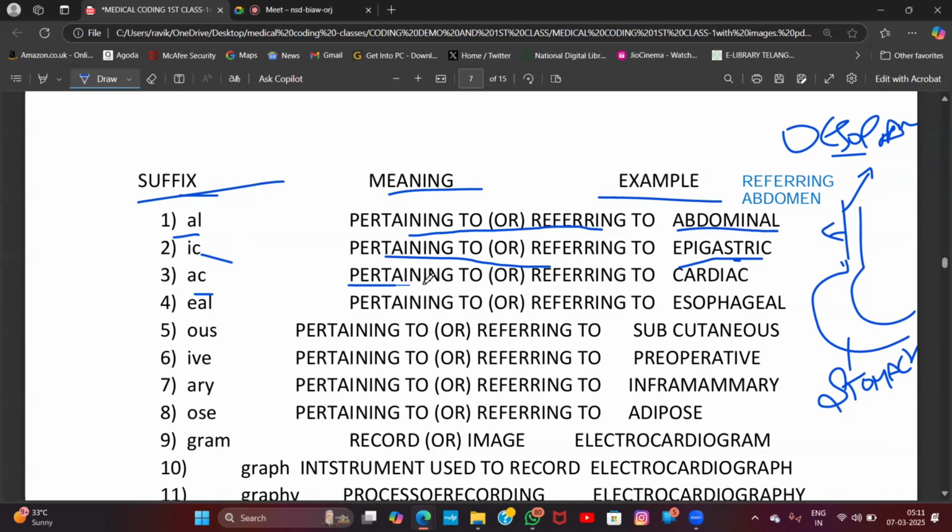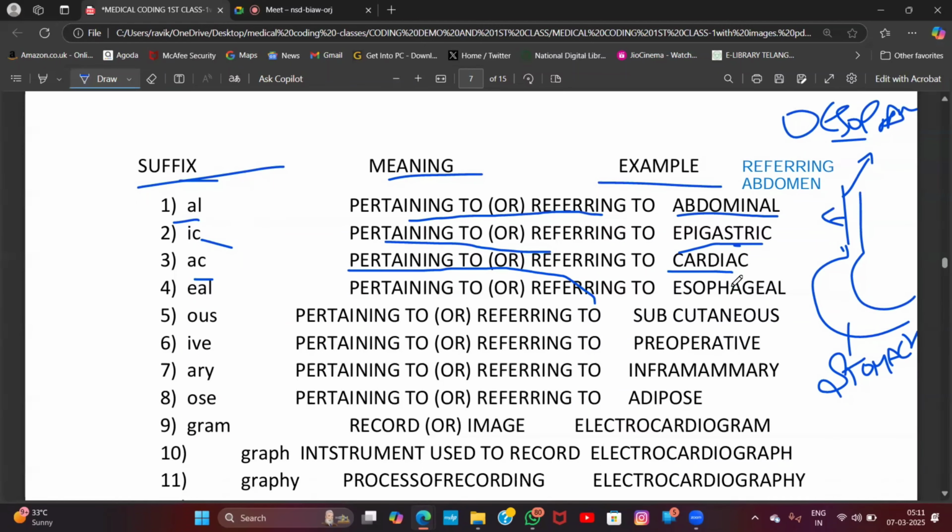The next one, -ac. -Ac is also the same, pertaining to or referring to. Cardiac. What is cardiac? What is cardio? Heart. Referring to the heart is called cardiac.